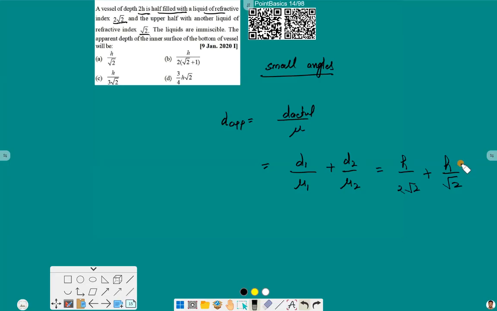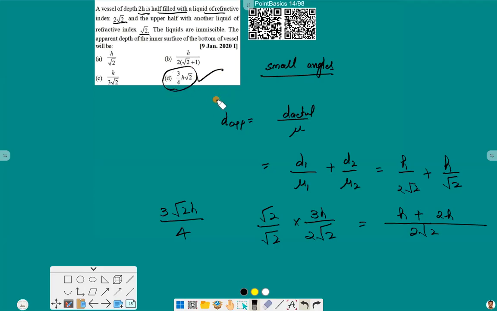And on solving, we can take LCM. So 2 root 2 as LCM, this will be h, and this will give us 2h. So this will be 3h by 2 root 2. And here I think we have 3h by, it is written in 4. Okay, we can multiply it by root 2 and multiply root 2. So this will be 3 root 2h by 4, and that is option D. So option D will be the right one here.